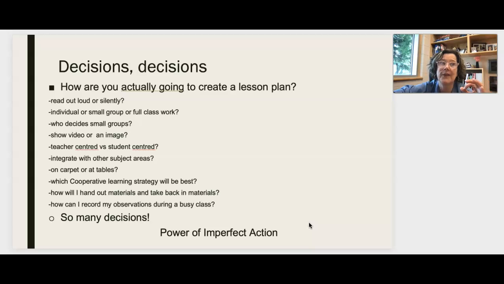So that's what we're looking for in your lesson plans. Make the decisions, go hard, try it out, evaluate it. Okay? That's all you have to do. That's all. Just kidding. It's a lot.